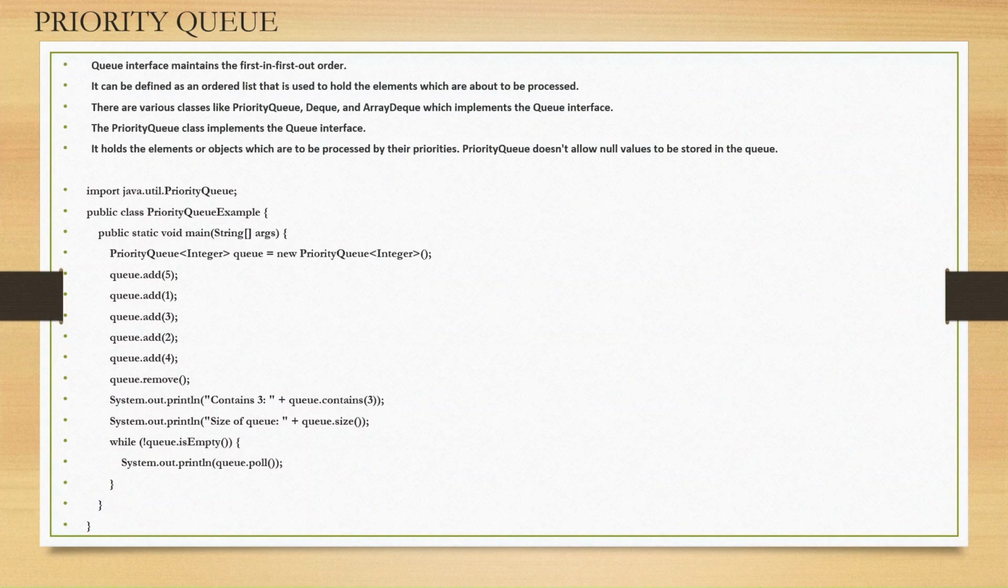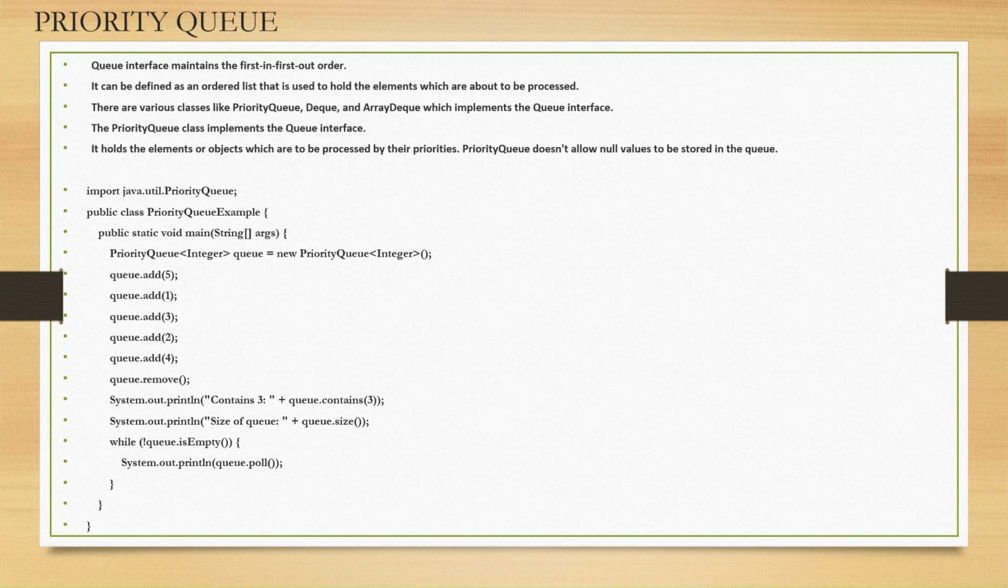PriorityQueue. So PriorityQueue comes under the Queue, and it has a Queue interface that maintains the first in first out order as in a queue. So it can be defined as an ordered list that is used to hold elements which are about to be processed. So there are various classes like PriorityQueue, Deque, and ArrayDeque, which implement the Queue interface. The PriorityQueue class implements the Queue interface. It holds elements or objects which are to be processed by the priorities. PriorityQueue doesn't allow null values to be stored in the queue.